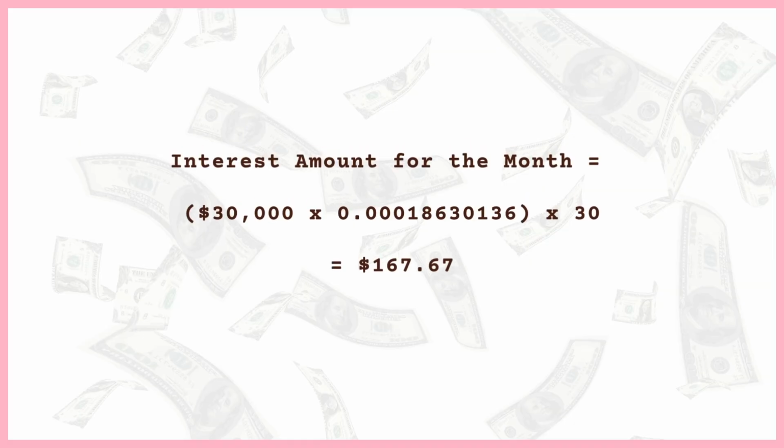0.019%. That means if we take these numbers and plug them into the calculation and do the math for $30,000 times the interest rate factor times 30 for 30 days in a month, the total interest amount for that month would be $167.67.